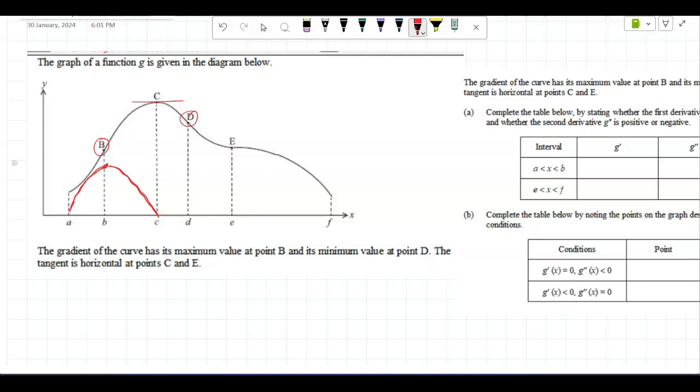Negative, it will go down. 0, it will go down. Negative. Remember, the point of inflection will become the turning point. Just write it down: turning point. What's a turning point? Turn, turning point.